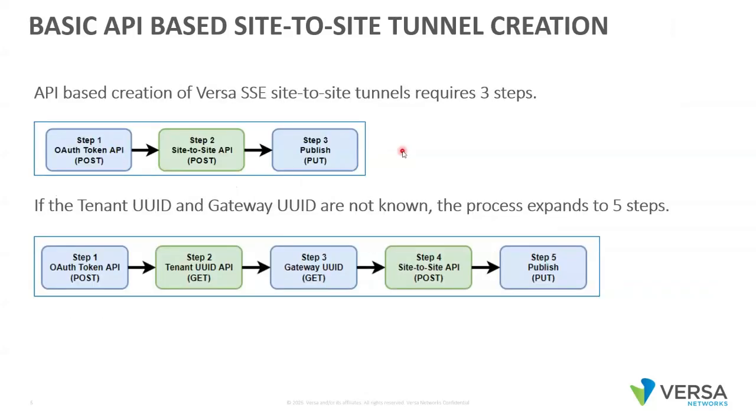Creating a single site-to-site tunnel via API has three basic required steps. Run a POST API to secure an OAuth token, run a POST API to configure the site-to-site tunnel, and finally run a PUT API to publish the configuration to the Versa gateway.